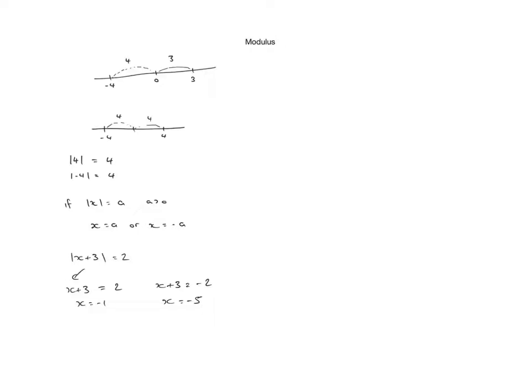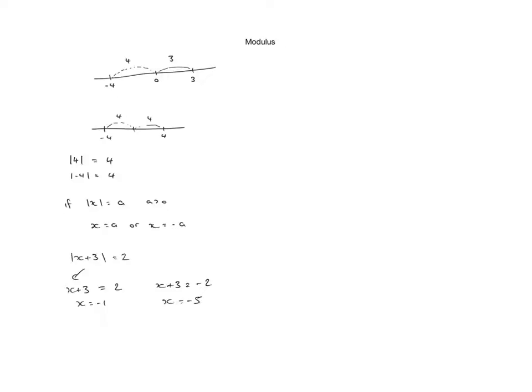And if you put them back into the original equation, so if we put those numbers back in, we've got x equals minus 5, so minus 5 plus 3 is minus 2, and the modulus of minus 2 is 2, and here minus 1 plus 3 is 2, and the modulus of 2 is 2, so that's why you can see that both of these actually work.